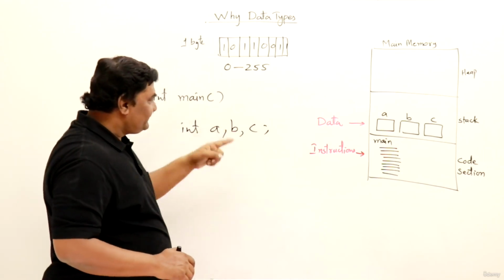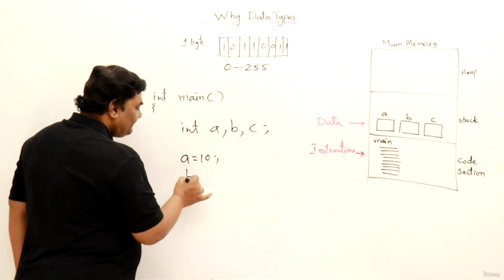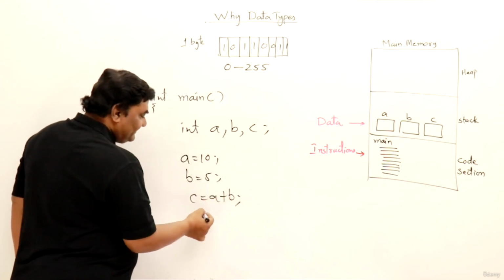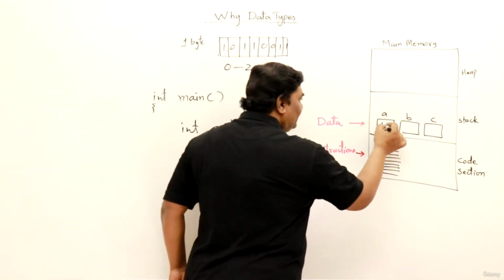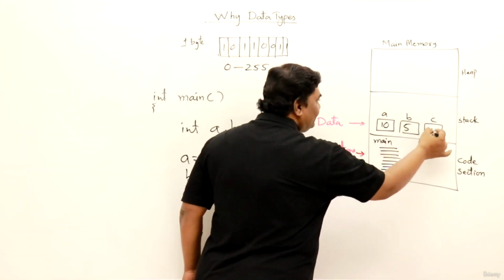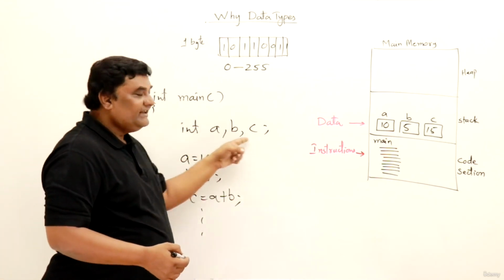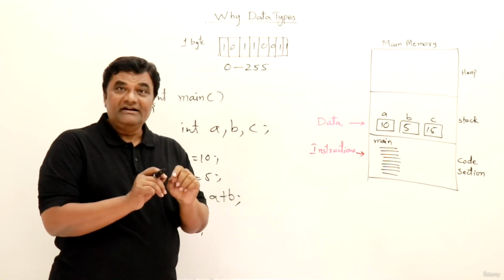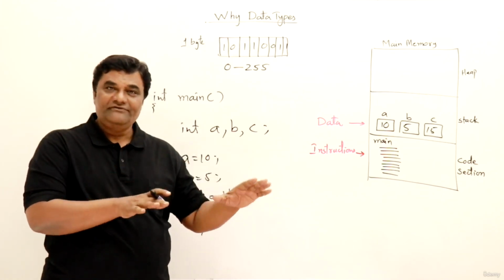Then we will use these variable names in our programs, like saying A assign 10, B assign 5, then C assign A plus B. We perform the operation and store the data. So 10 is stored in this one, 5 is stored in this one, and the result is stored in this one. That's how in our programs we use the names of the variables that are stored in the memory. We don't use the memory addresses, but we use the names. So that is the concept of a variable.